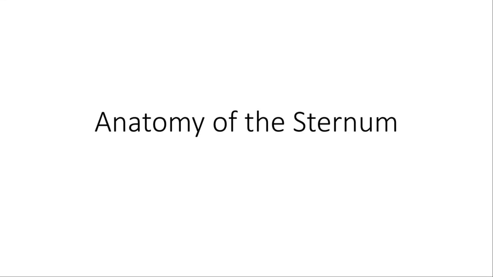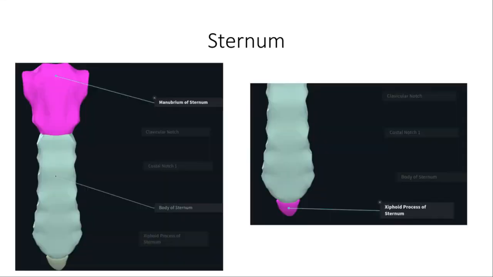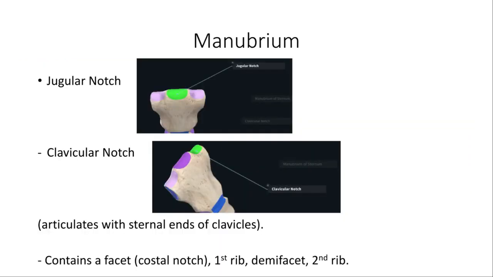This is a short video on the anatomy of the sternum. So the sternum is divided into three parts. There's the manubrium at the top, the body in the middle, and the xiphoid process at the bottom.